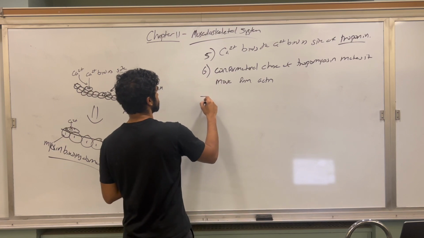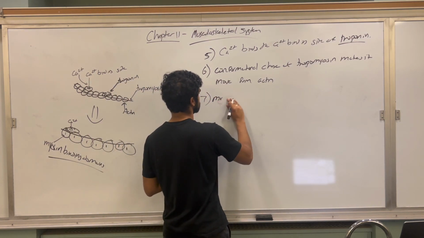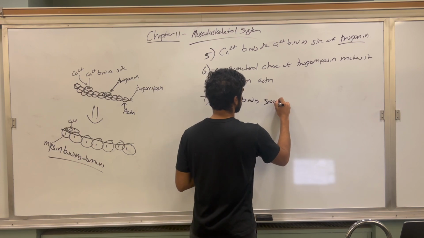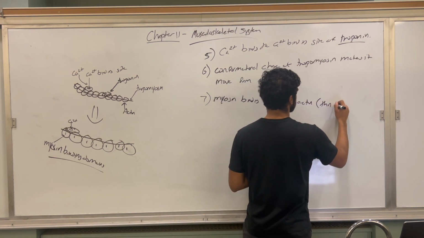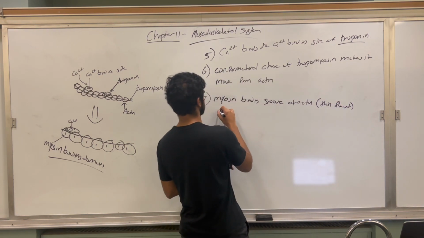So number seven, the myosin binding groove of actin, which is the thin filament, is revealed.